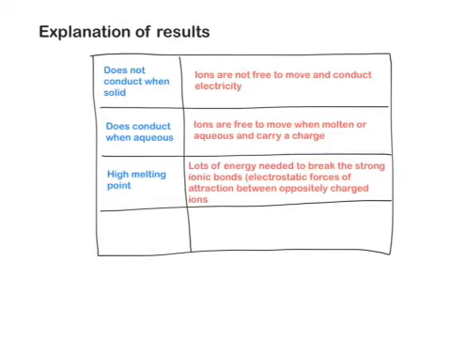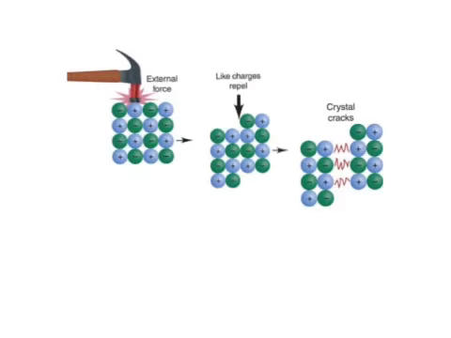Okay, let's have a look at our final property. Ionic structures are brittle. So let's have a little look at why that is the case. Ionic bonds are the electrostatic force of attraction between oppositely charged ions. If you were to exert a force on an ionic substance, i.e.